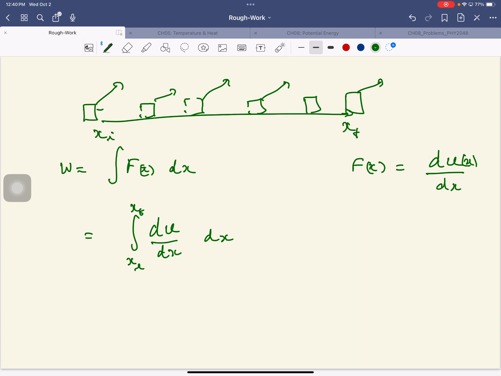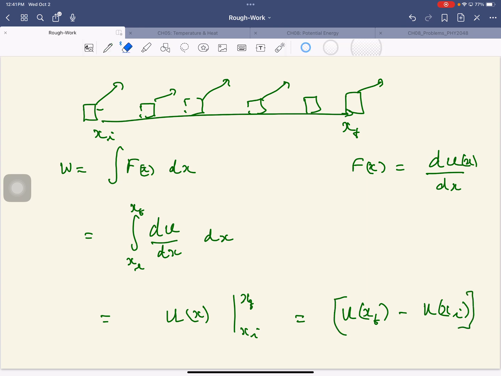All right. Does this look familiar? Here you're taking the integral of a derivative, and so you can use the fundamental theorem of calculus. It would be u(x final) minus u(x initial). All right. Now, for later convenience sake, we define this with a negative sign.